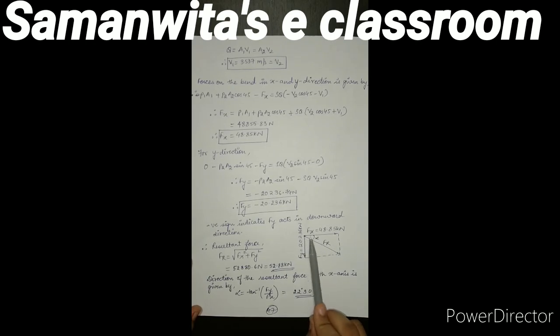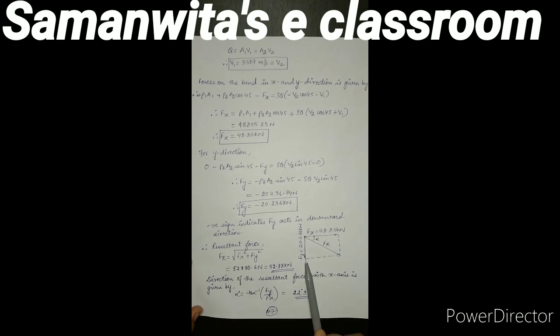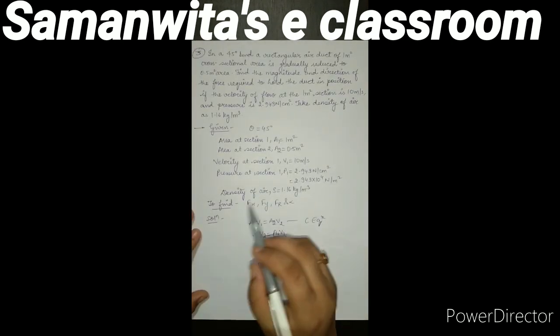If you look carefully, Fx is positive, so it is moving towards the right. Fy is negative, so I have shown it in the downward direction without the negative sign. It is just showing the direction. And this is Fr, which I have marked at an angle alpha, which can be calculated using the formula tan inverse of Fy upon Fx. If I substitute the value of Fx and Fy, I get alpha as 22 degree 30 minutes.